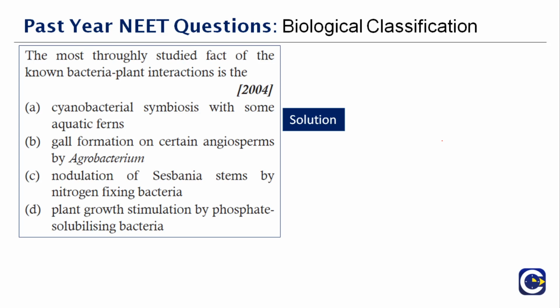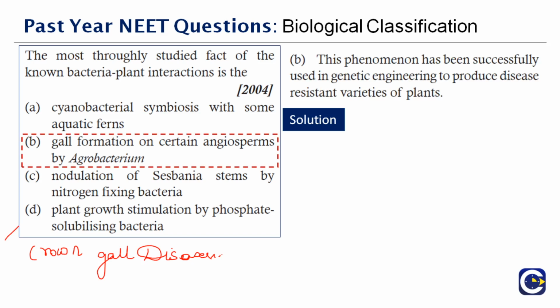Agrobacterium tumefaciens is a causal agent of crown gall disease. So what does it cause? It causes crown gall disease. Over 140 species have been found so far. It's a rod-shaped gram-negative soil bacterium, and it's a highly studied one. So here they've asked thoroughly studied, or highly studied. Till now we have up-to-date information about it. Therefore, the correct answer to this question is option B, gall formation on certain angiosperms by Agrobacterium. This is a common one. The genus is Agrobacterium, but the most exclusively studied is Agrobacterium tumefaciens.